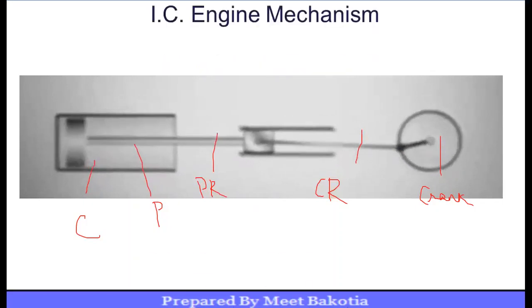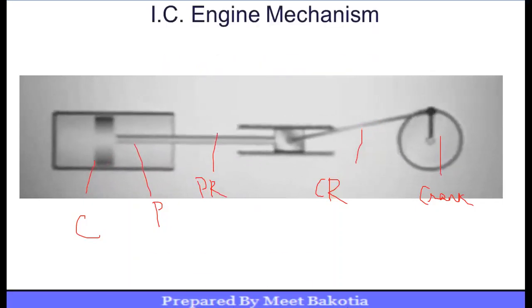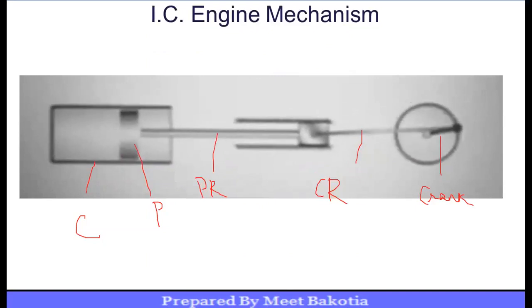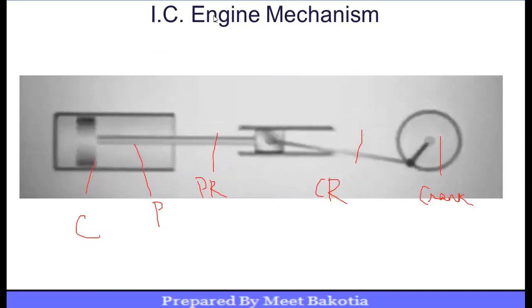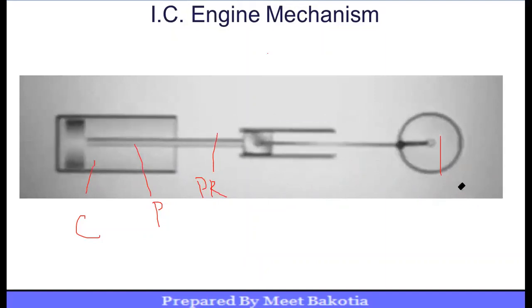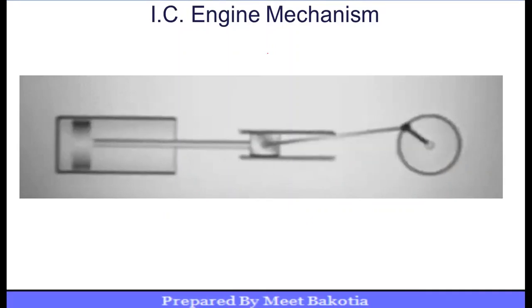right? So this is the IC engine mechanism, internal combustion engine mechanism. We are going to use this further in so many examples, right? But basically, I just wanted to show you which are the kinematic links. The kinematic links are the crank, which rotates with respect to the connecting rod. The connecting rod oscillates with respect to the piston. The piston is going to reciprocate with respect to the cylinder. So all these have some relative motion with respect to another part. That's why they are called kinematic links.